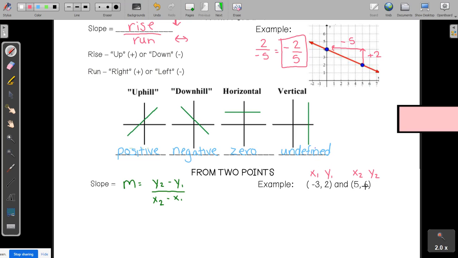Substitute it in. So y2 is 6 minus y1 is 2 over x2 is 5 minus x1, negative 3. Now simplify it. 6 minus 2 is 4. Negative and negative make a positive here, so 5 plus 3 gives us 8. So if we simplify this, we get a slope of 1/2.